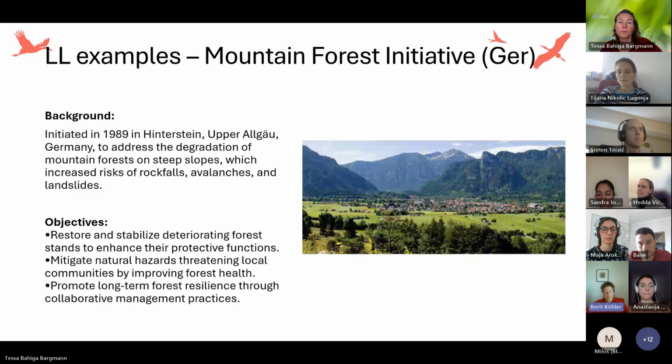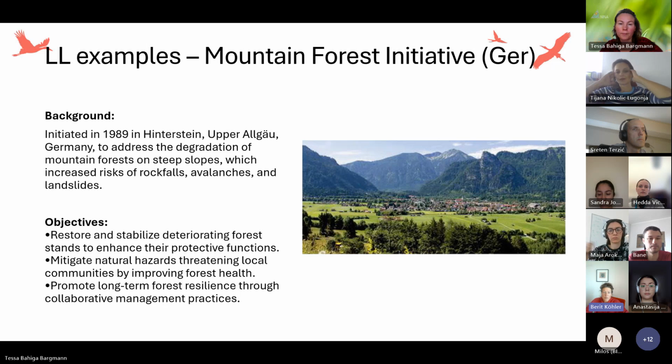Okay, and then let's see only another living lab example. This is also from Germany, but in a different habitat. It's a mountain forest. It's called the Mountain Forest Initiative, also in the south of Germany, which was initiated in 1989 in the Allgäu region to address the degradation of mountain forests on steep slopes, as you see here in the photo, which increased the risks of rockfalls, avalanches, and landslides.